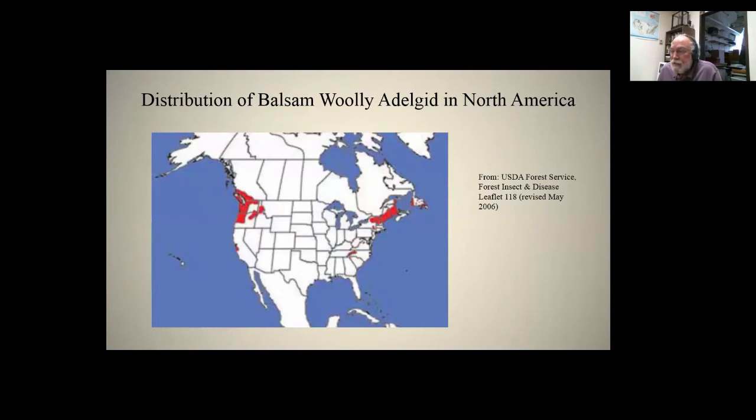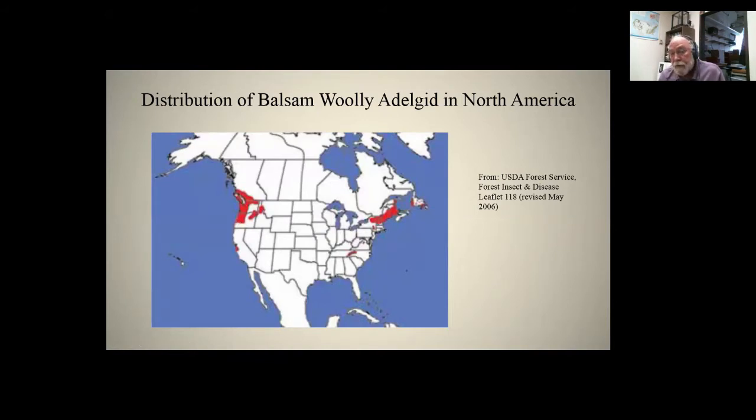I apologize, this is a little fuzzy. As the screen says, I borrowed this slide from a Forest Service source, but I think it gives a good representation of where the insect occurs. If you look, Fred was talking about Fraser fir down here in Virginia and North Carolina. A lot of this up here is going to be balsam fir. Out here in the West, what you see in the interior is frequently subalpine fir, with a lot on the coast being coastal grand fir.